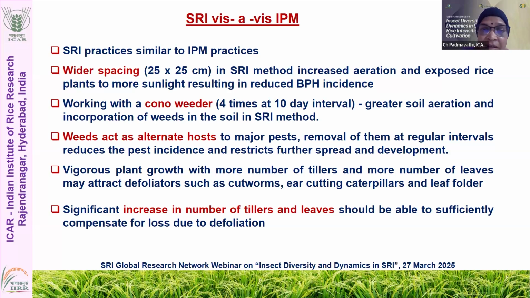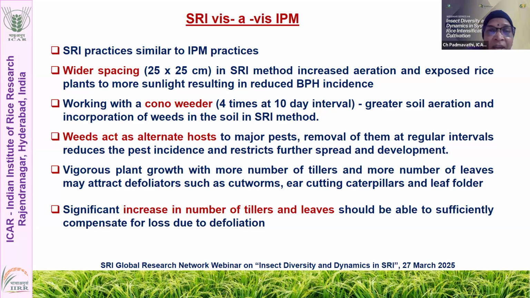And the other practice, that is the conoweeder, it was particularly suggested to run the conoweeder at least 4 times at 10-day intervals, resulting in greater soil aeration and also incorporation of weeds in the soil. And because of this, as you all know, weeds act as alternate hosts for many of these major pests, and removing them at regular intervals reduces the pest incidence.